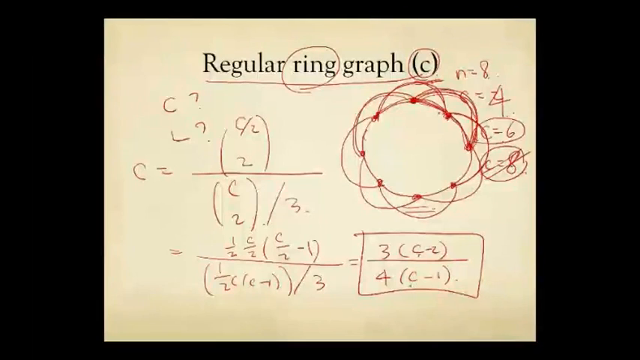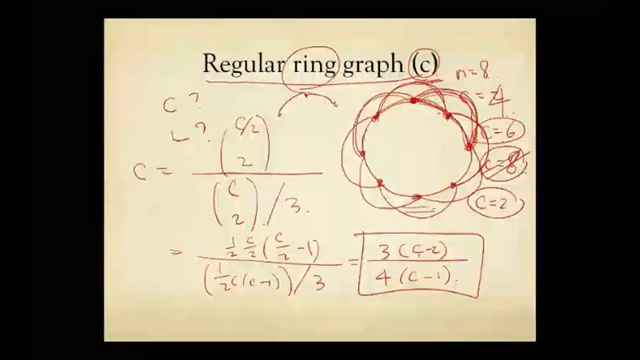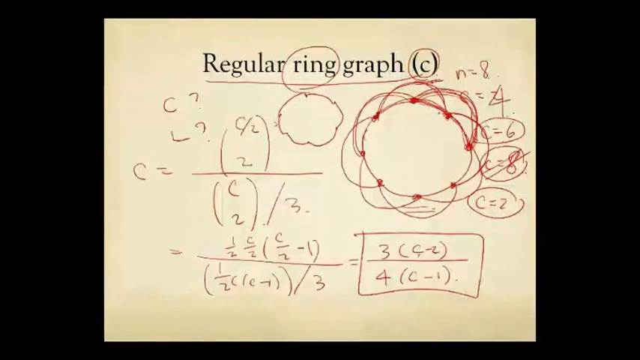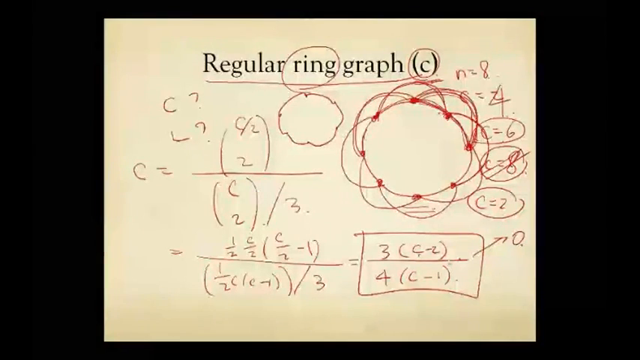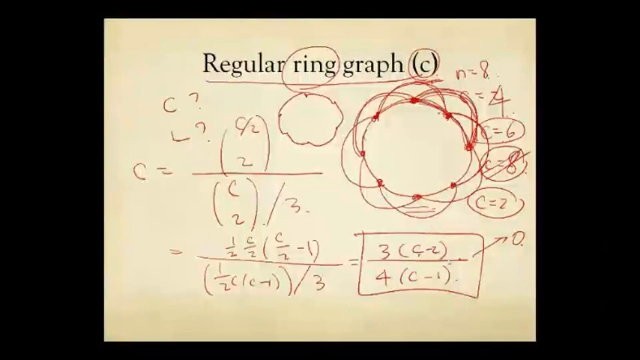Well, for a sanity check, let's see what happens if c is 2. Well, we know if c is 2, we're just talking about a ring. There is no triangle. There's only connected triples. Indeed, when c is 2, this becomes 0, as you can see. Okay, so triad closure doesn't exist. The clustering coefficient big C is 0.